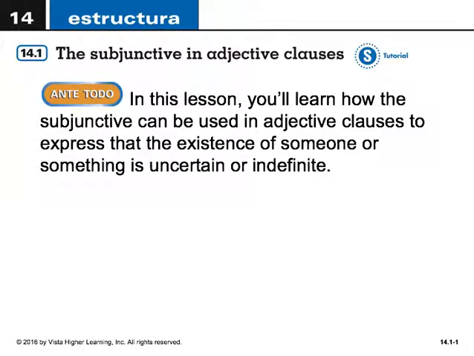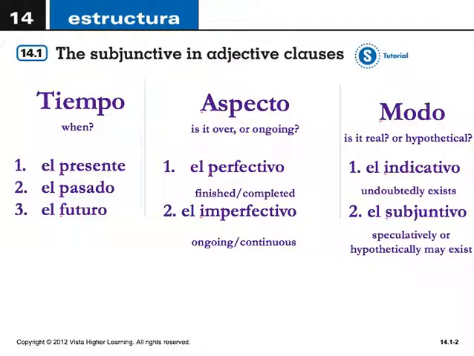Section 14.1, the subjunctive and adjective clauses. In this lesson, you'll learn how the subjunctive tense or mood can be used in adjective clauses to express that the existence of someone or something is uncertain or indefinite. So as we know, each Spanish verb has the following three qualities.